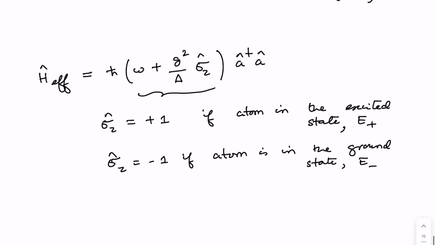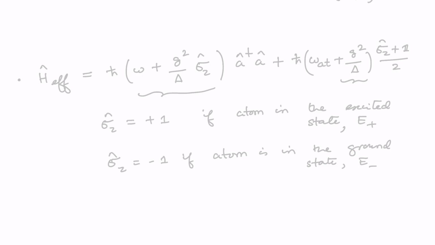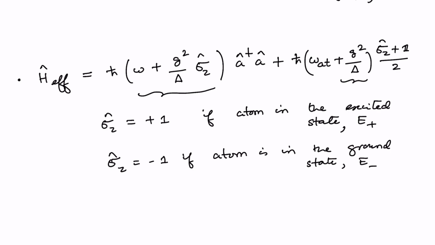And the atom part you can now write as ħ(ω atom plus z² by delta) times (sigma z plus 1) divided by 2. This particular part z² by delta is entering because the atom is getting coupled to the field. With this, let me conclude this section on superconducting circuits or superconducting qubits.